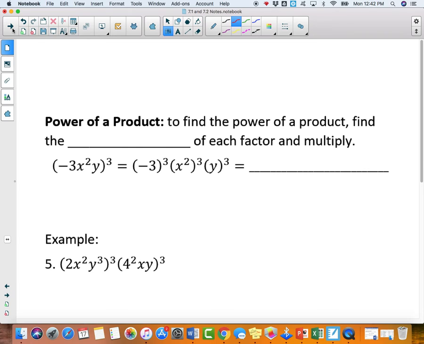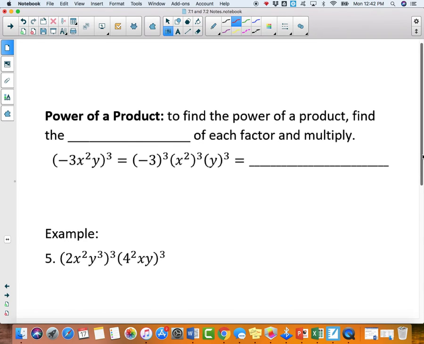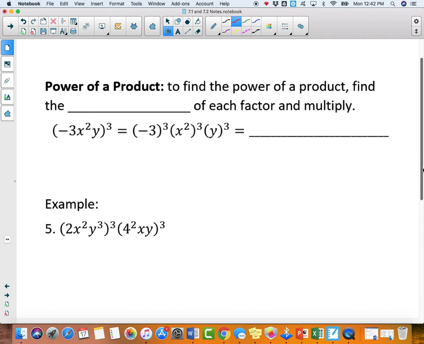We also have what's called the power of a product. To find the power of a product, you need to find the power of each factor and multiply. You find the power of each factor. So it's essentially the same thing as kind of distributing the power through. That's kind of how I think about it.